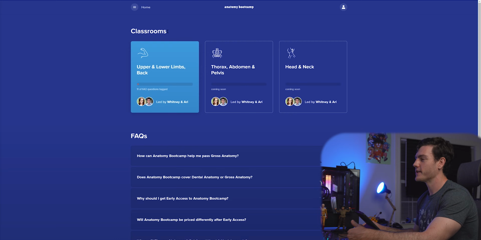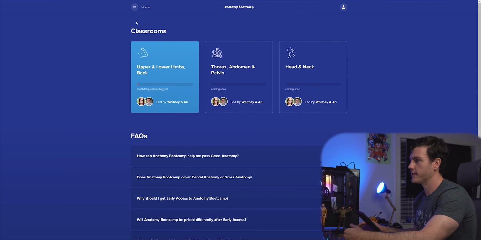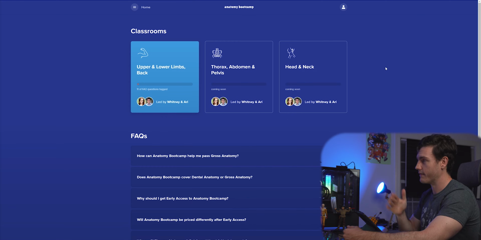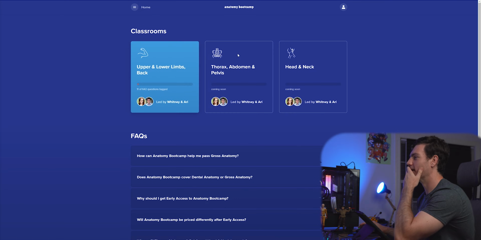But basically, as you can see, the main part of the website is right here where the classrooms are. And the classrooms are divided into the major anatomical regions. For example, here we have the upper and lower limbs as well as the back. And here we have the thorax, abdomen, and pelvis, which is still coming soon. It's not released yet. And here we have head and neck. And they'll probably have the rest of the anatomical regions. Well, actually, this pretty much covers all of the anatomical regions to some extent.